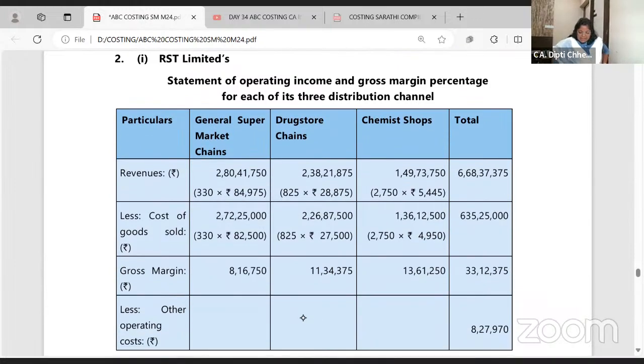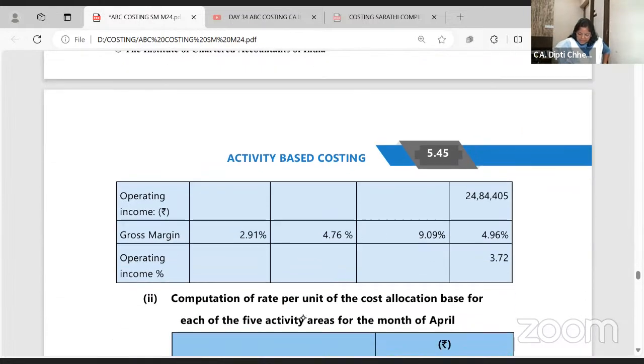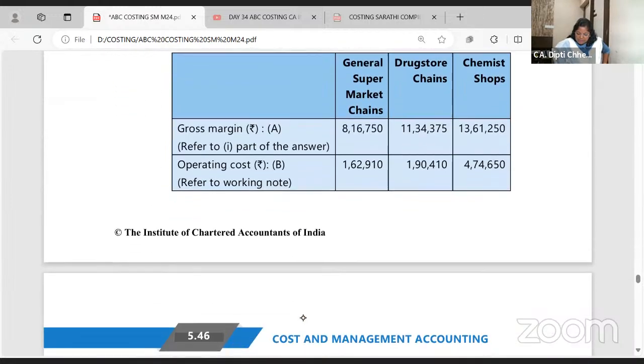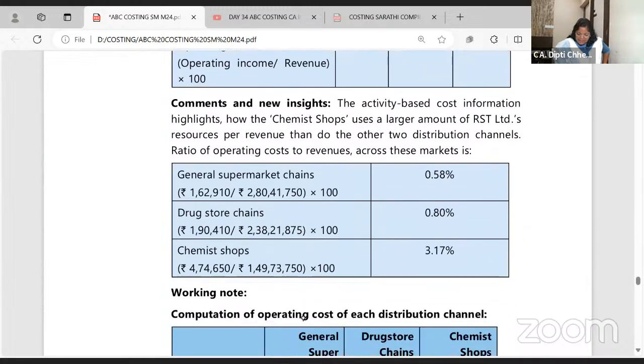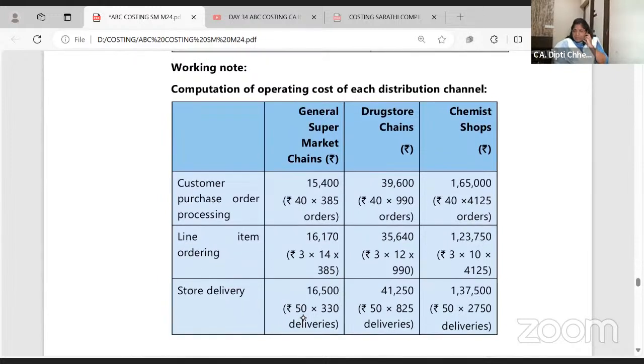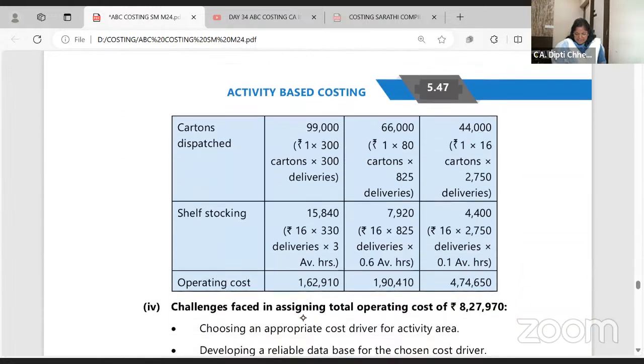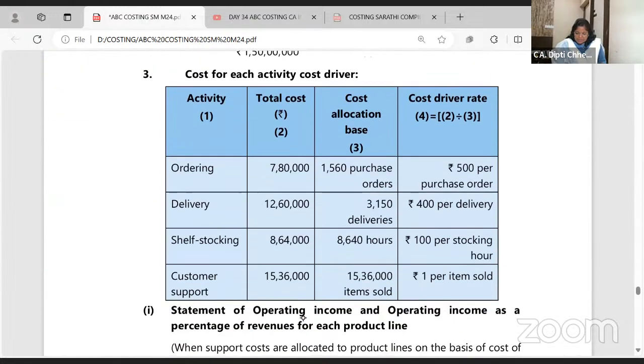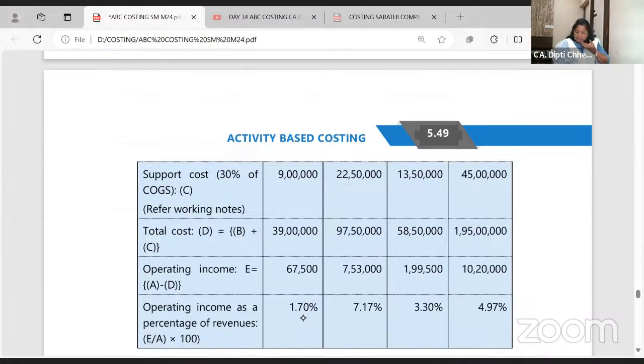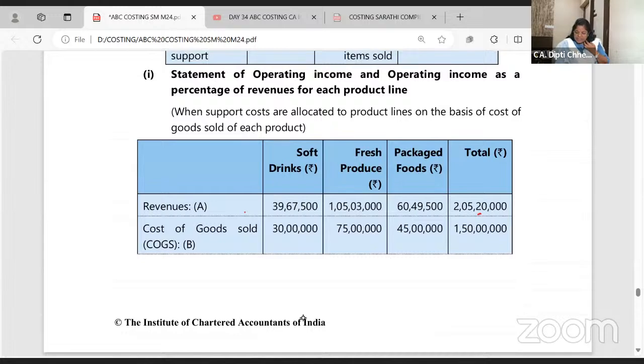This problem is also very nice. They have given you the revenue, the COGS and gross margin and other operating cost, the routine traditional approach. And now with the same kind of division, you can get detailed operating income. You know how? Like that operating cost which you have just charged in total, that you can segregate. Customer purchase order is 40 multiplied by these many orders. So this is the ratio. Line item ordering, so according to the ratio you take it, you will get the answer. One more question I was checking. It was very nice, wherein they said revenue is given, COGS is given.